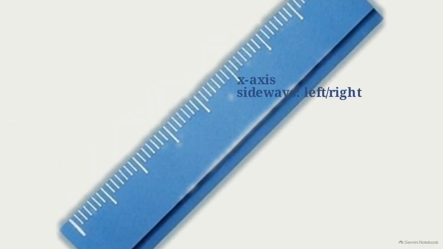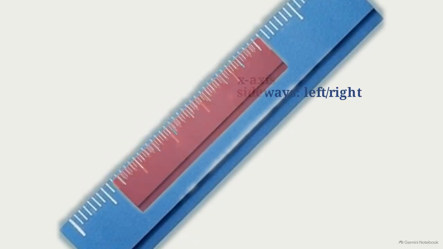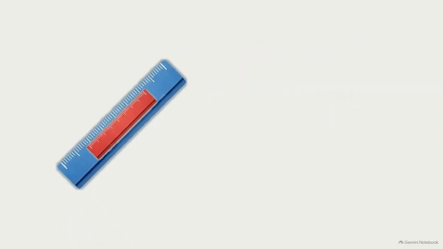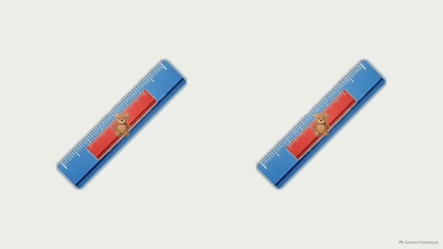We need 2 giant rulers. We place a blue ruler to stretch horizontally, left and right. This is our x-axis. Then we take a red ruler and lay it down, so it crosses the blue one, stretching vertically, straight up and down. This is our y-axis.